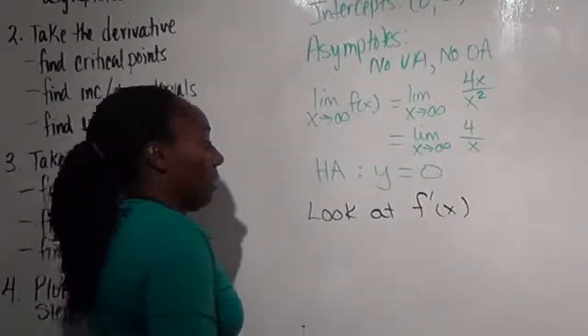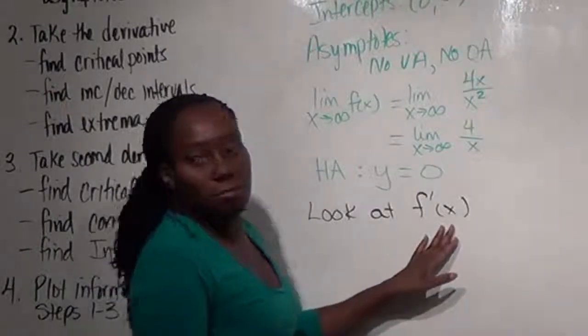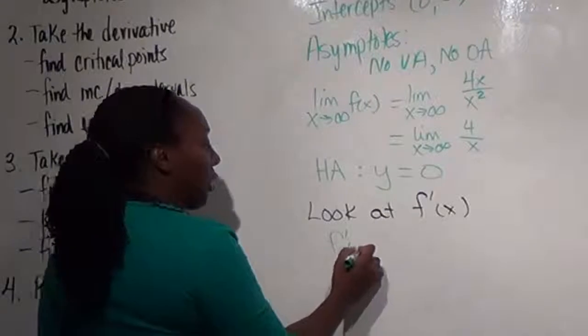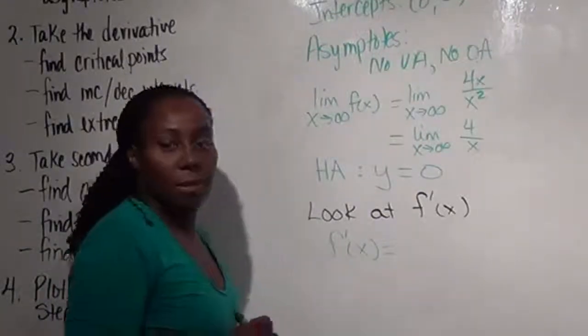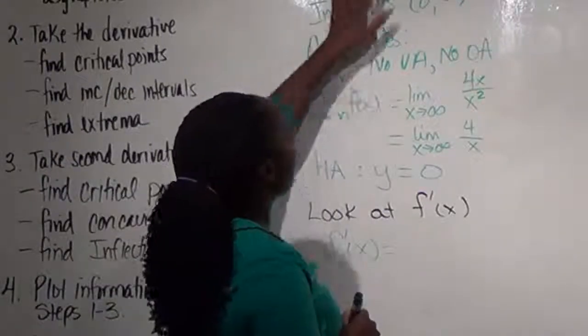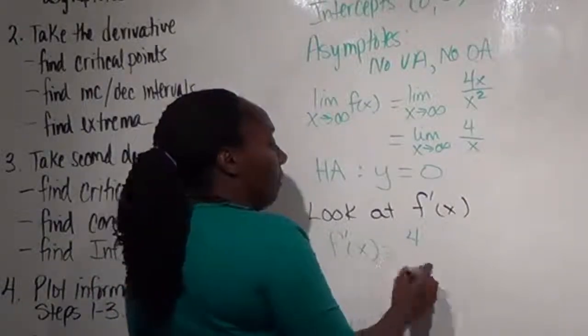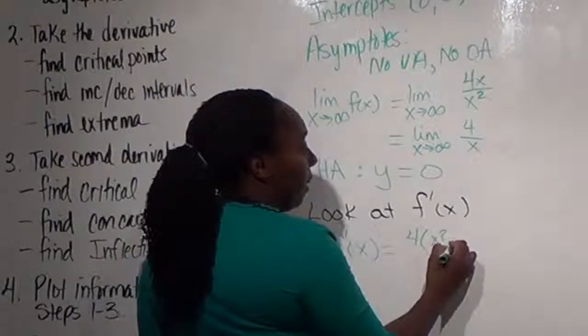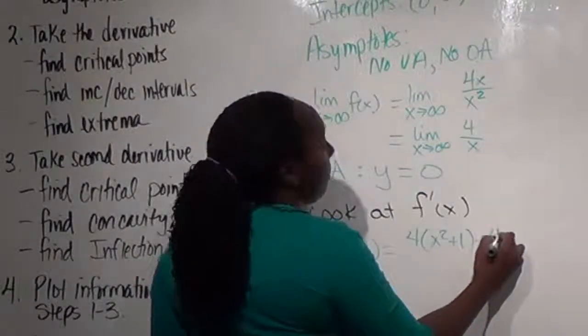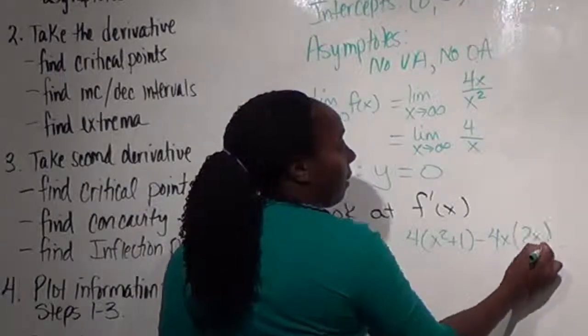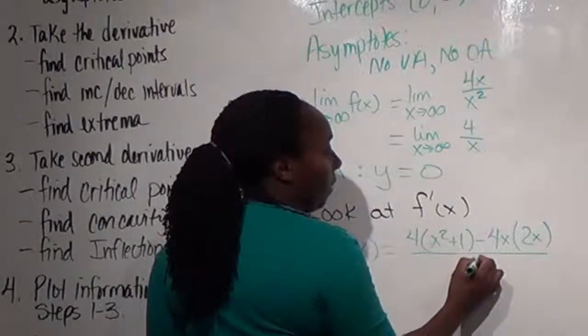Okay. So before we can get information from f prime, we first need to find the derivative. Okay. So, taking our derivative, this is going to be a quotient rule, so we'll take the derivative of the top times the bottom minus the top times the derivative of the bottom, all over the bottom squared.